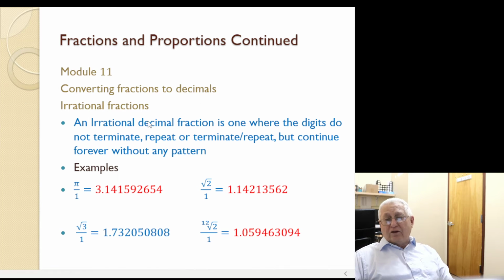An irrational decimal fraction is one where the digits do not terminate, repeat, or terminate and repeat, but continue forever without any pattern. Pi over 1 is an example. 3.1415 just keeps going on without ever making a pattern, repeating, or terminating. Square root of 2 divided by 1. Square root of 3 divided by 1. 12th root of 2 divided by 1. This is important in music. This is how we separate music notes, by the 12th root of 2.